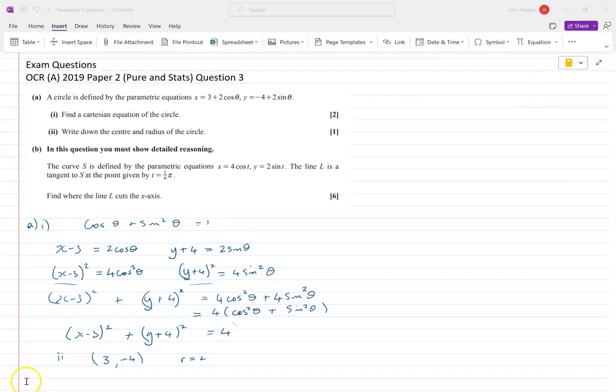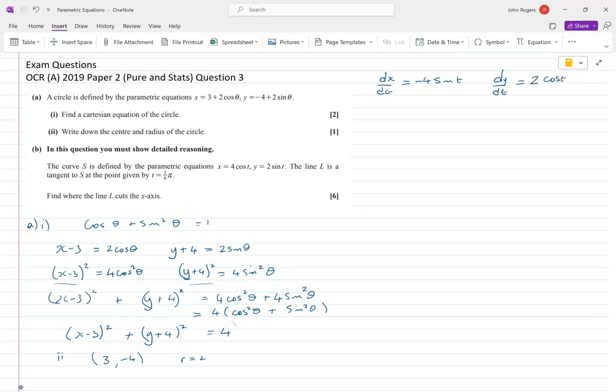Okay, so we need to differentiate first. So we have dy by dx. Well, to find dy by dx we need dy by dt and dx by dt. For dx by dt, we've got 4 cos t here, so differentiating cos t with respect to t gives minus 4 sine t. And for dy by dt, differentiating sine t with respect to t gives cos t, so we've got 2 cos t.